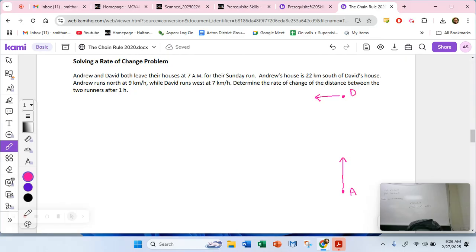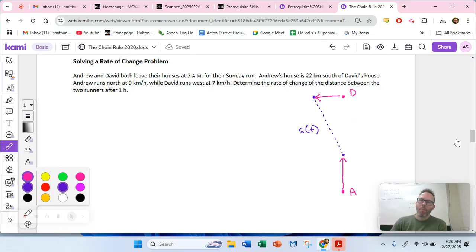So to do that, we need to come up with an expression for the distance between our two friends. So from our diagram here, if you assume Andrew runs north for a bit and David runs west for a little bit, then David might be here and Andrew might be here, and we're interested in finding the distance between them. I'm going to use S of t just to be consistent with the second derivative lesson we did. We need to get an expression for that distance. So how are we going to do that? Well, we're going to use Pythagorean theorem.